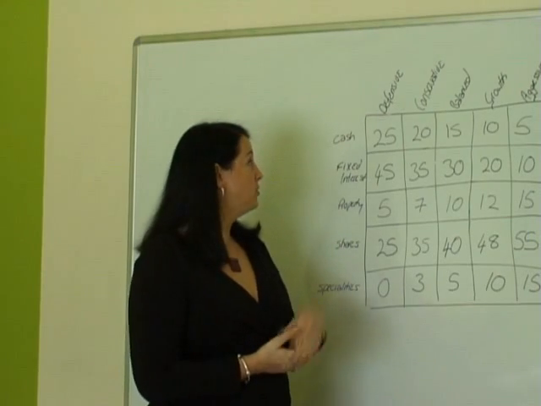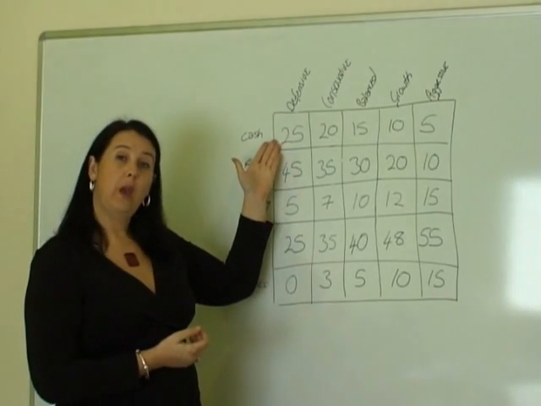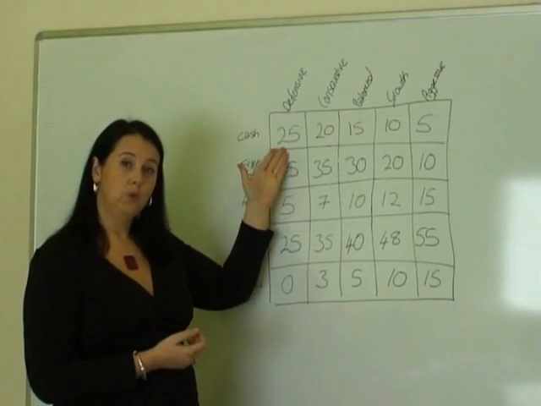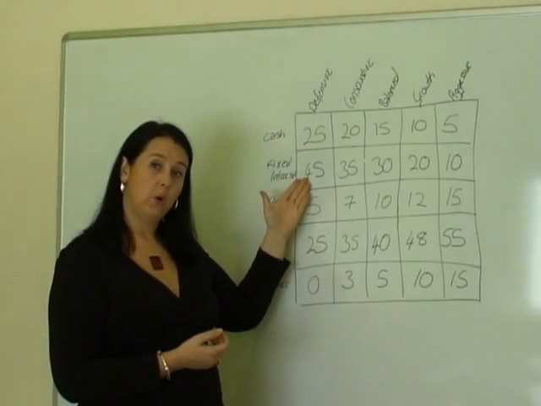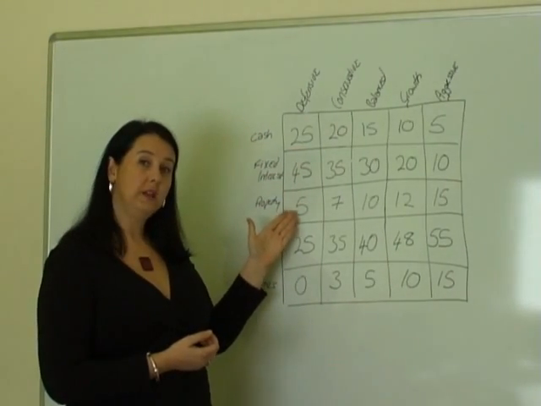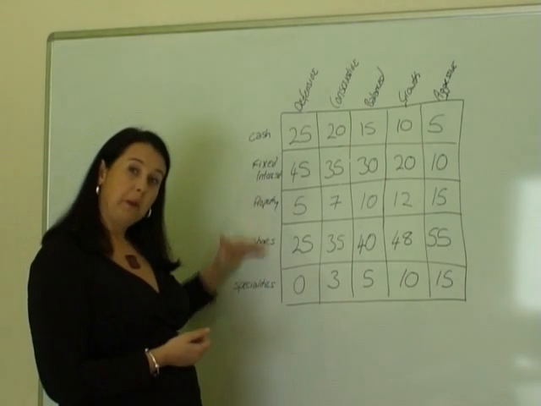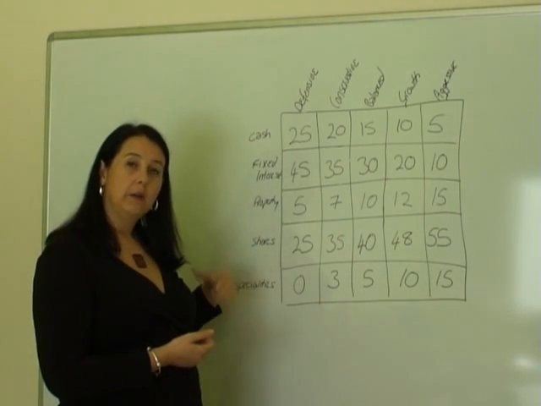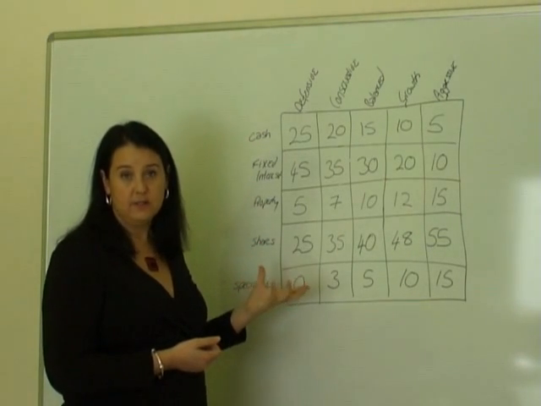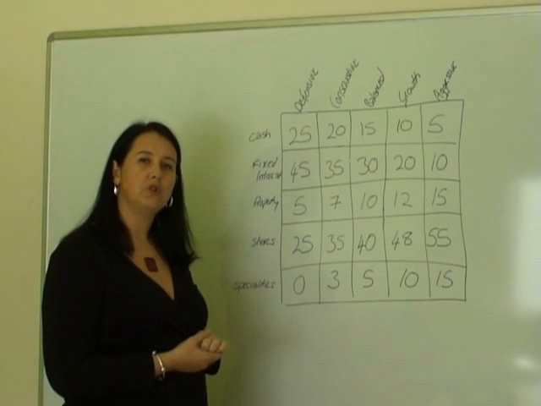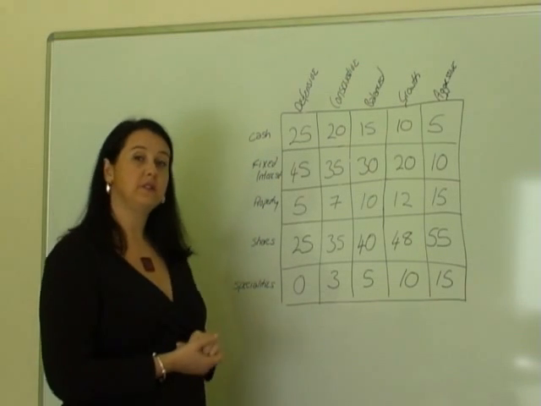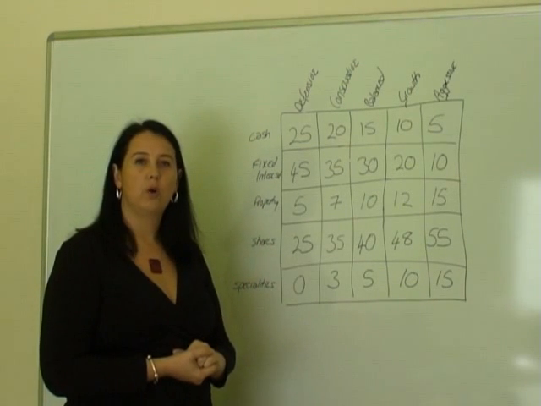And as you can see from the diagram, the more aggressive you are, the less cash you hold, the less fixed interest you hold, and the more property, shares, and specialities you hold. These 3 investments here, generally speaking, are more volatile and they have a higher risk, but they also have a higher long-term return, whereas cash and fixed interest are a lower risk, but also have a lower return.